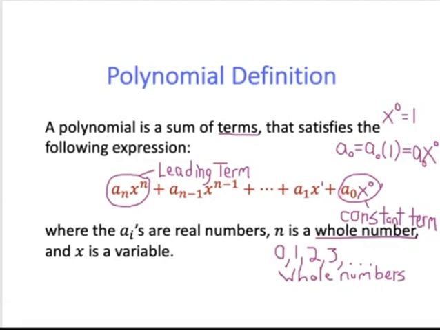On our next slide, we're going to be looking at formulas of polynomials versus non-polynomials. What you want to keep in mind when you're looking at those is that n, your power, needs to be a whole number. So it's a number 0, 1, 2, 3, 4, 5, 6, and so on. No fractions, no negative numbers.